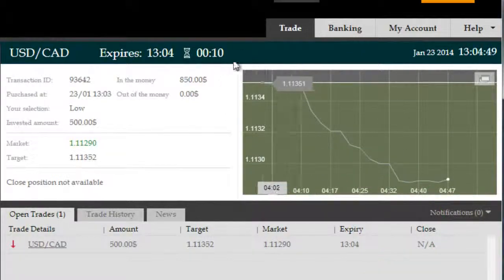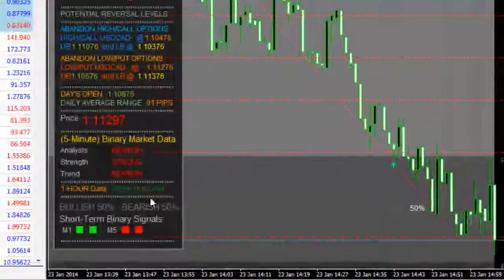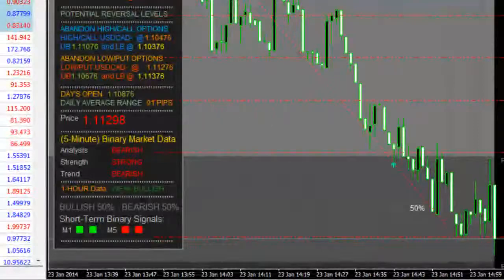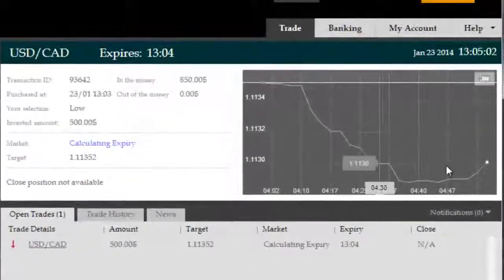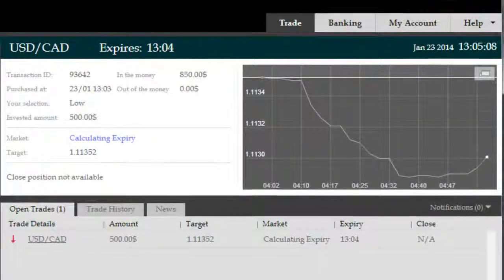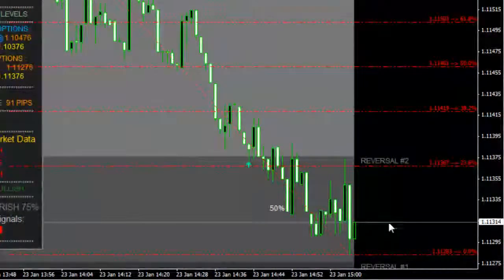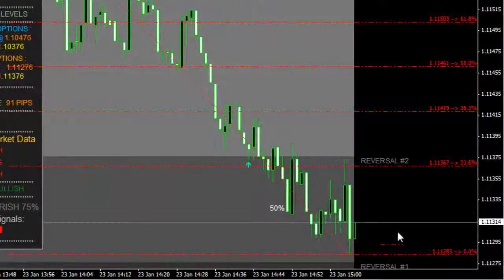So we're waiting for another 10 seconds before this trade expires, and we will continue to look for trends short as long as the trend on the short-term time frame remains bearish, which it is at the moment, strong bearish. So we have now had that trade expire in the money, and the trade should be updating shortly with the acquired profit. There was a $500 investment on that trade. That should turn into $850. That means a $350 profit on that trade.